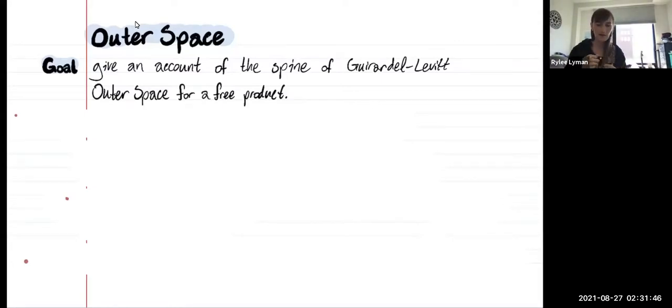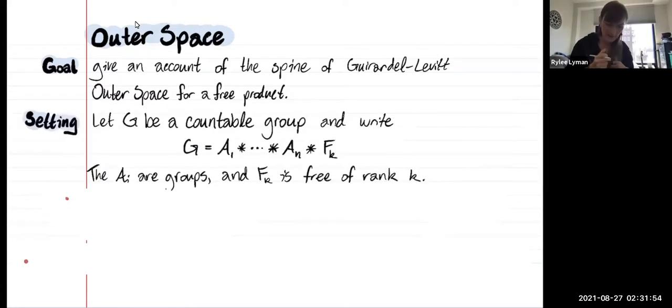So I want to give an account of the spine of Guirardel and Levitt outer space, which was defined in 2007 for a free product. So the setting is we have G, a countable group, and we're going to write it as a free product in a specific form. There are finitely many, say n, groups A_i, and G is going to be the free product of these groups.